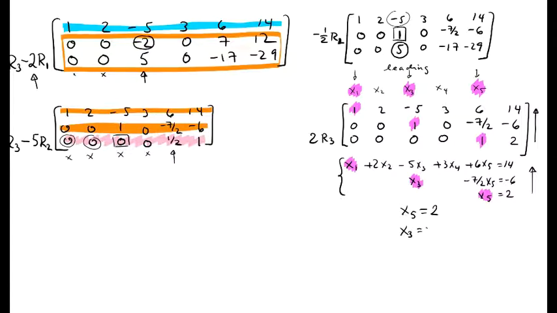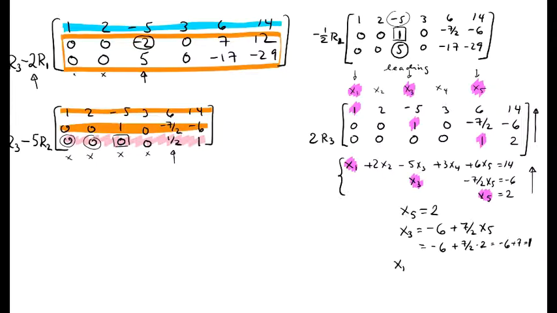After that, I move with the second equation. x3 is what? Well, it's minus 6 plus 7/2 x5. And now I know what x5 is. I can replace x5 by its value, which is 2. So that's going to be minus 6 plus 7, which is 1. So now I know x3 is 1.